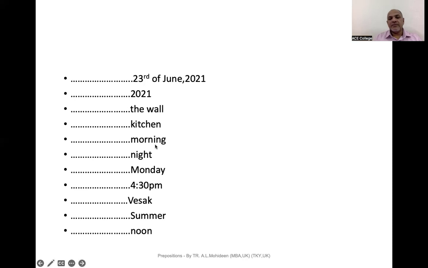At, morning, in. In the morning. At night. On Monday, at 4:30 p.m. In. This is the festival, right? In Vesak, in Christmas, whatever. In summer, vacation. So you can put the season: in summer, in winter, right? At noon, like at night, at noon. Okay, understood?